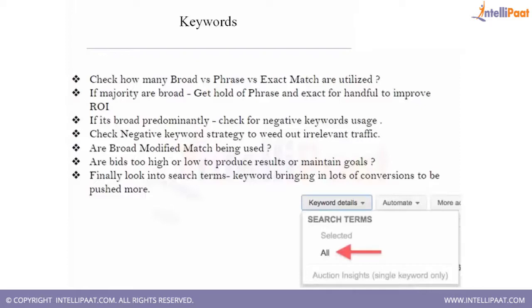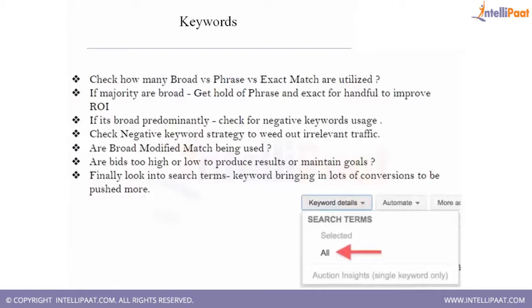Check your negative keyword strategy, which is very effective in order to weed out irrelevant traffic, and also check whether the broad modifier match is being used perfectly or not. If the bids are too high, are they really resulting in a good amount of conversions or not? And if the bids are too low, are they really getting their impression share or not?